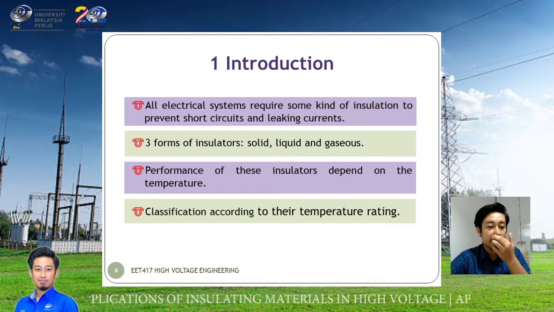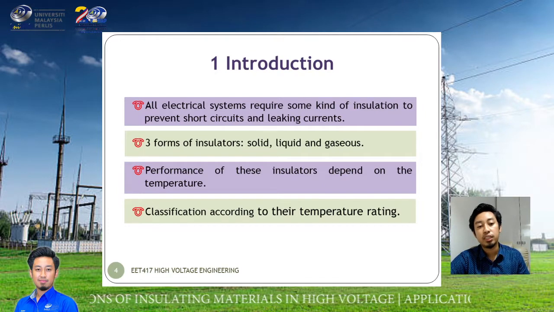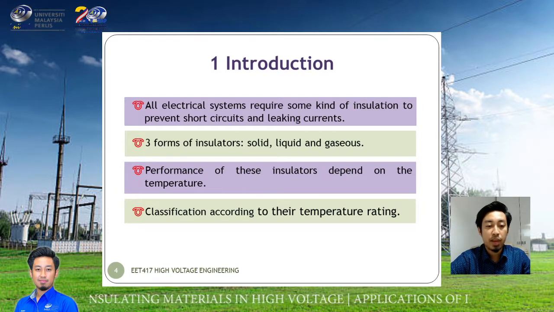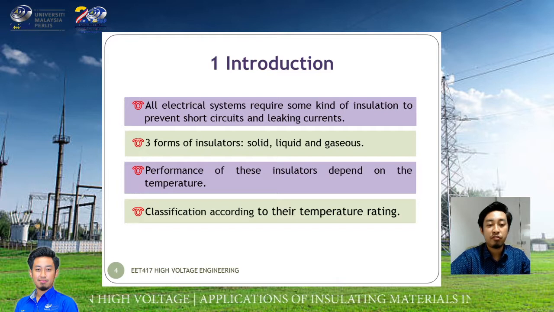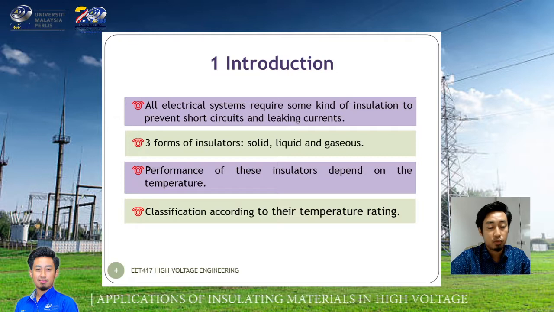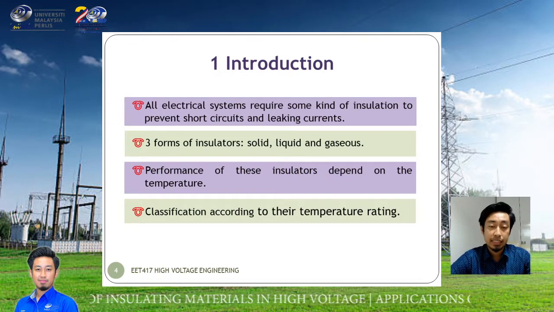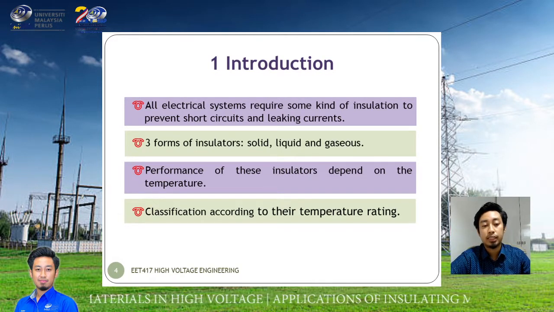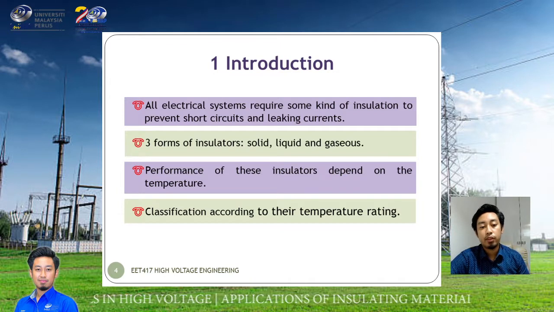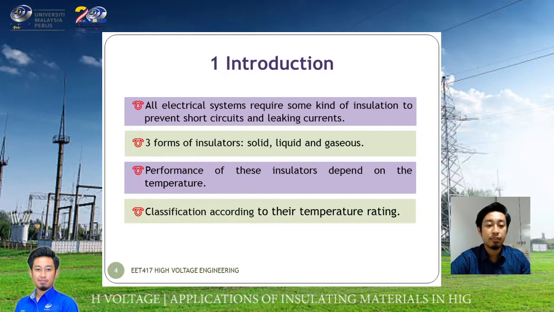So we have three forms of insulator: solid, liquid, and gases. Each form is applied for different applications. Solid is used, for example, for cables. Liquid is used for transformer. Gases are normally applied in the GIS, gas insulated system. Every high voltage equipment should have an insulator. This is important.